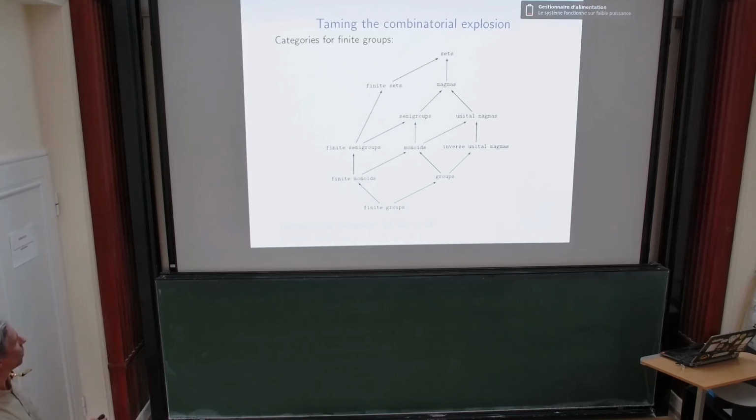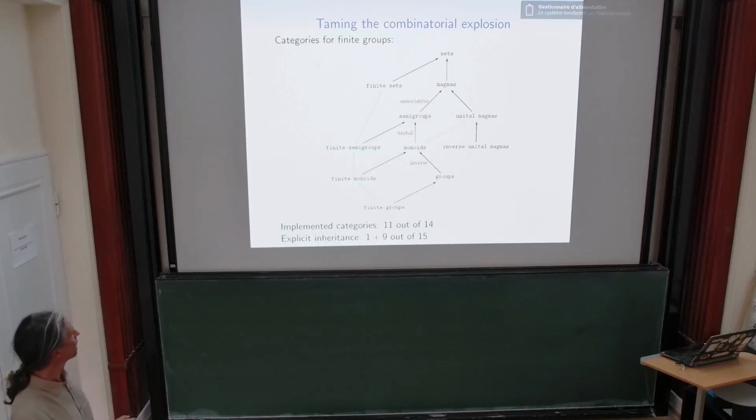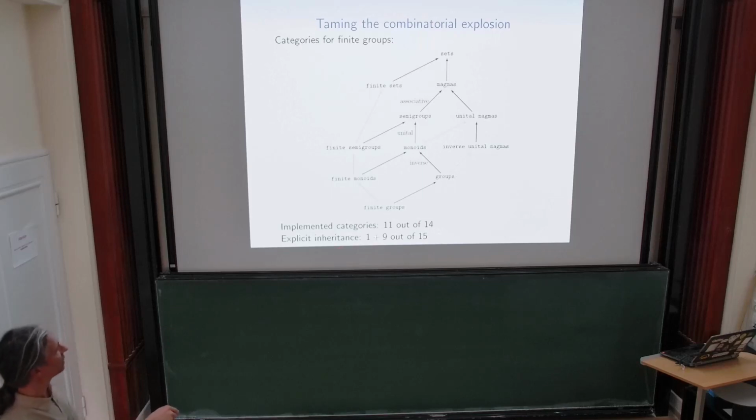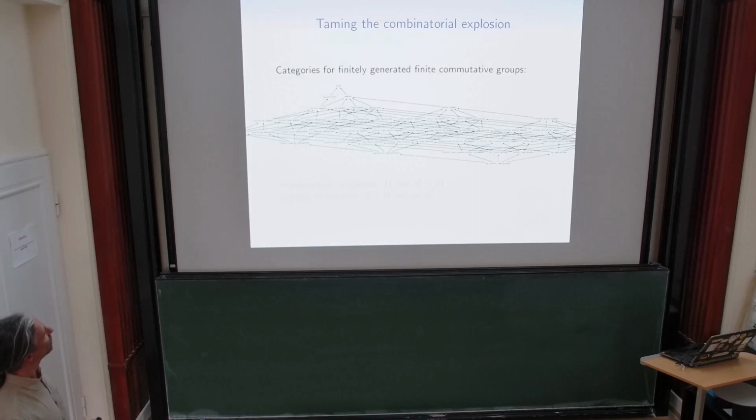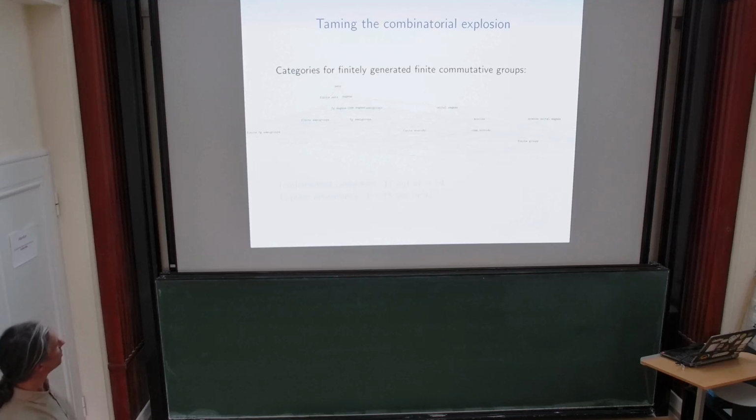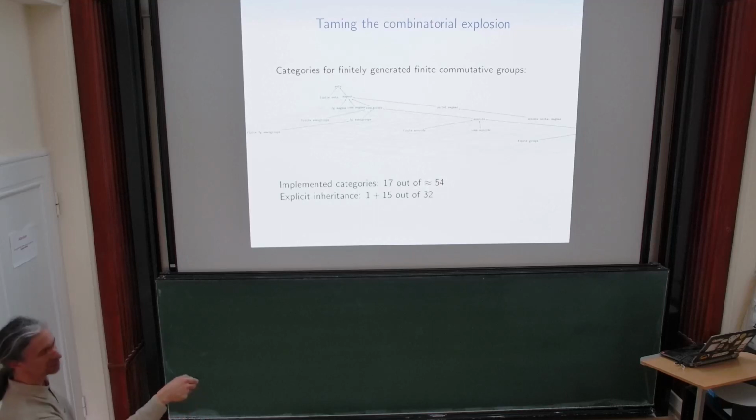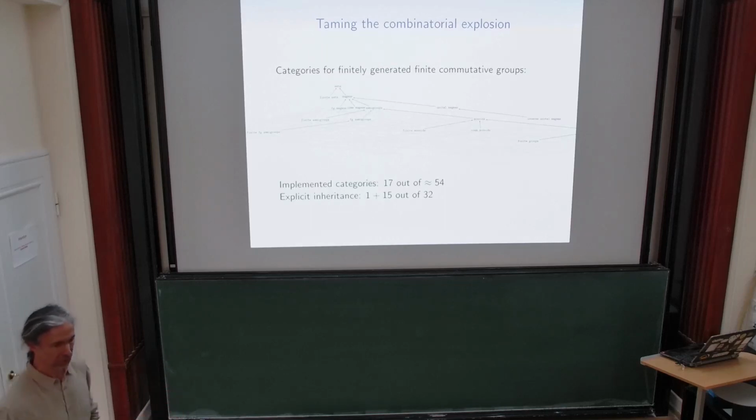So among all possible categories, and I'm going to be low on battery, but this may work. In practice, I've only implemented 11 out of the 14 categories, and I've given the explicit inheritance only for 9 of them, and all of these gray things have been deduced automatically. A bit of a small game. If I look at the category of finitely generated finite commutative groups, which is slightly bigger, actually only 17 out of the 54 categories have been explicitly implemented, because there is no interesting code to be put elsewhere, and I only had to give the inheritance for 16 out of 32 of them.